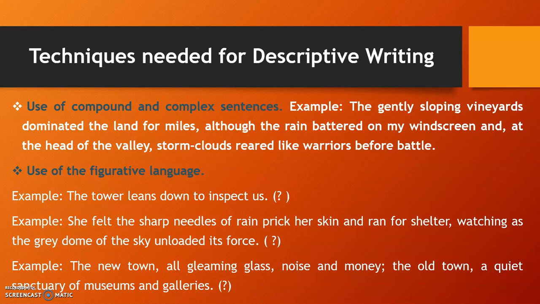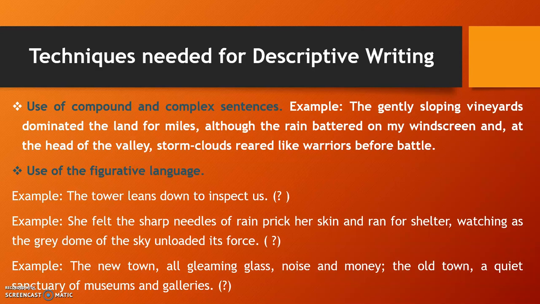The last point is use of the figurative language. For example, the tower leans down to inspect us. In the first sentence, there is use of personification, when we are lending a human quality of leaning to the tower. The second word here is inspect, which means to examine. This is again a human attribute.